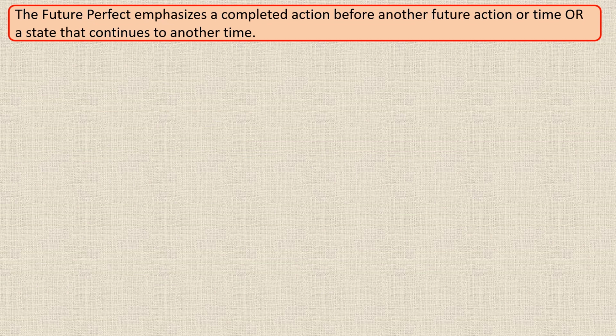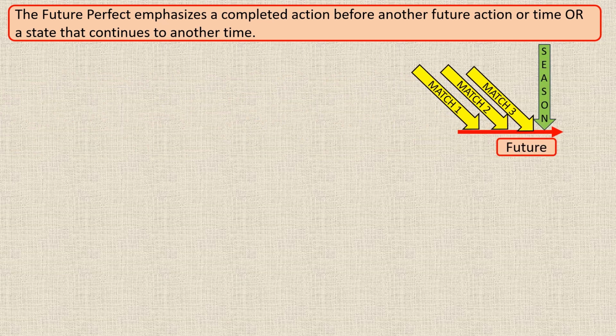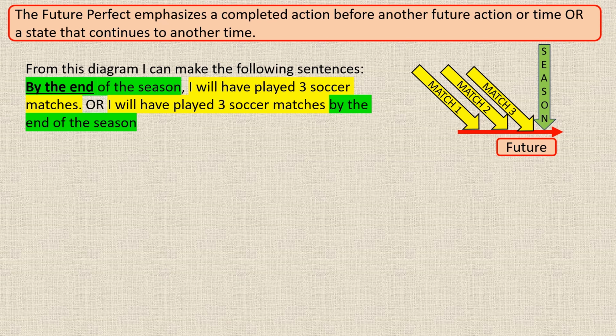Let's take another example. First off, the future perfect emphasizes a completed action before another future action or time, or a state that continues to another time. There's our graphic: 1, 2, 3 matches and then the end of the season. So let's see how we can construct a sentence from this information. From this diagram, I can make the following sentences. By the end of the season, I will have played 3 soccer matches.